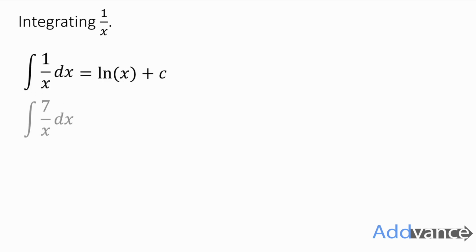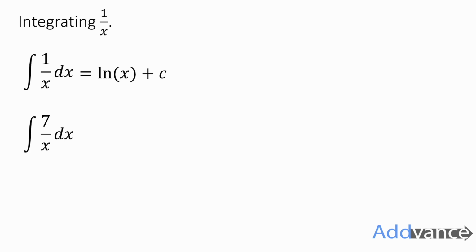Let's continue. Now we're integrating 1 over x. So this is x to the power minus 1, but because it's specifically x to the power minus 1, we have a different rule for this than the usual power rule. And this integrates to be ln of x plus c. So this is a special case where 1 over x is the only kind of power of x that integrates to be something that isn't a power. It integrates to be ln of x plus c.